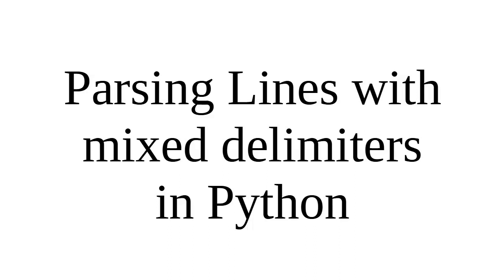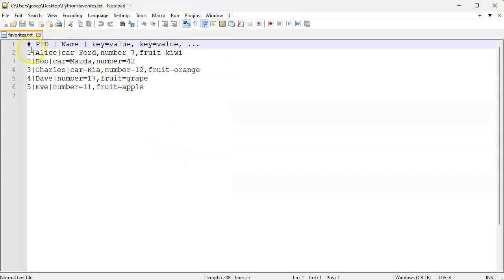For example, I have this file right here, and we'll go ahead and open this with Notepad++, and you can see that there are a couple of delimiters. Between this PID and your name, there are pipe symbols. And then right here, you have a bunch of key value pairs, which are separated by commas.